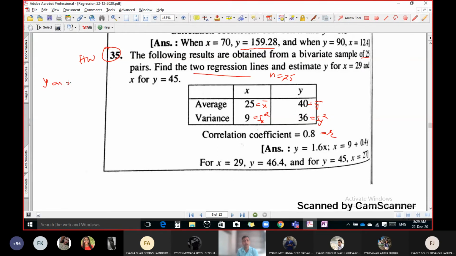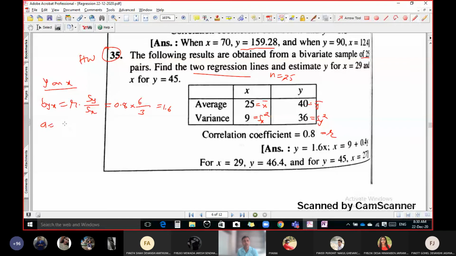So let us first calculate y on x. For that we require byx. Which formula of byx is useful according to this data? r into sy by sx. Correct, you are right: r into sy upon sx. Put all values. r is 0.8. This is the variance of y, so the standard deviation of y is 6, and sx is also 6. So we get 1.6.